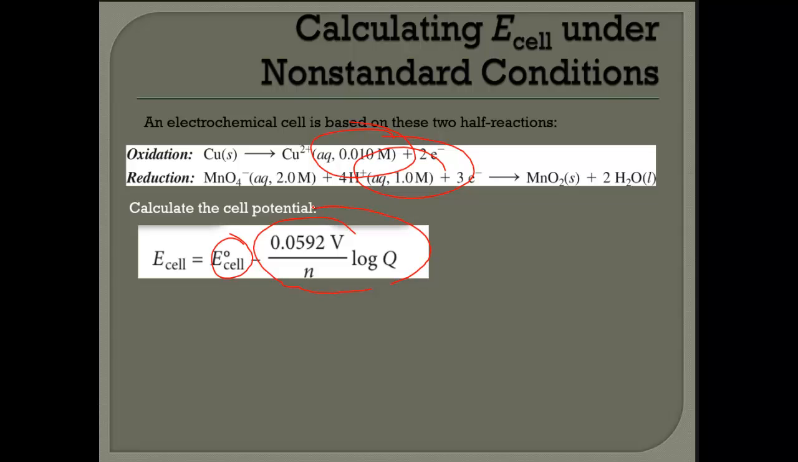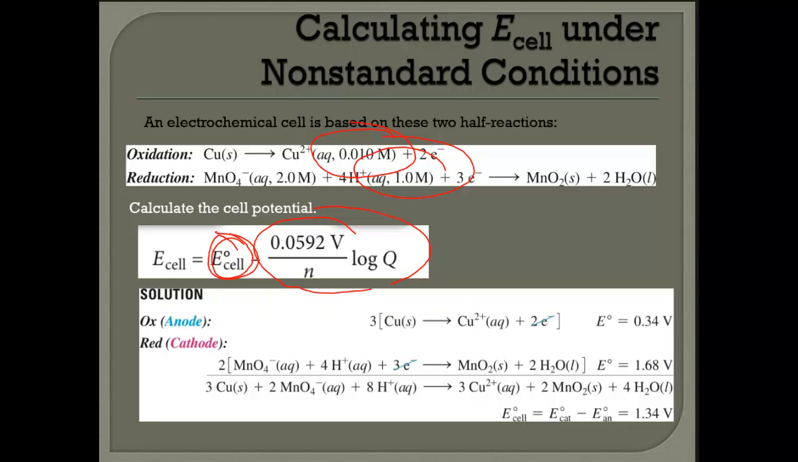The first thing that we're going to focus on is figuring out what the standard potential is. So we need to take the half reactions and balance them out. Here's copper, that's the oxidation, and here's the manganese, that's the reduction. We have 2 electrons here and 3 electrons here. The smallest number that's divisible by both would be 6, so we're going to multiply the copper by 3 and the manganese by 2.